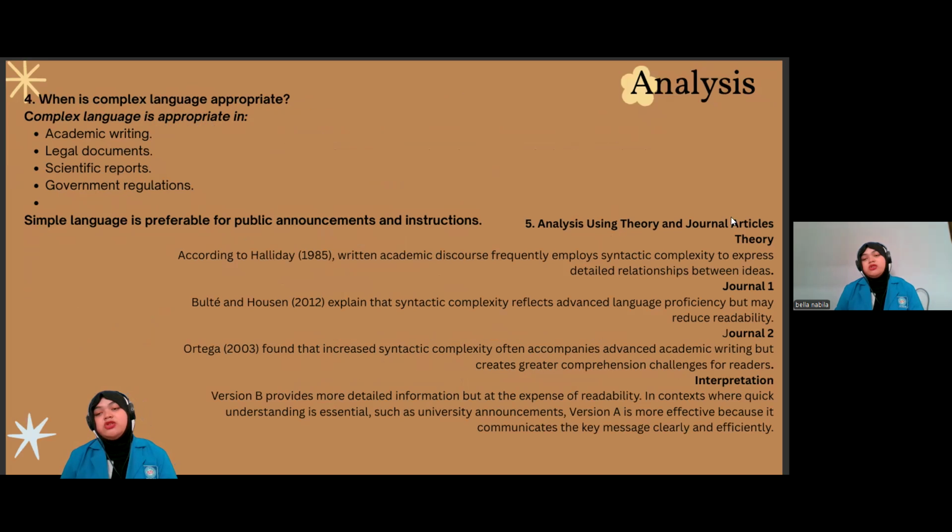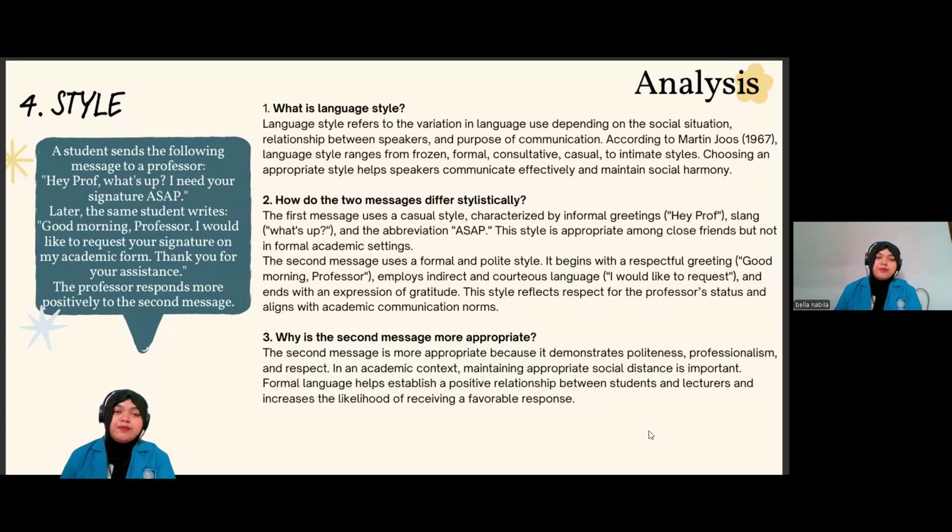Analysis using theory and journal article I use from Halliday, Biber and Hausen, and Ortega, and the interpretation: version B provides more detailed information but at the expense of readability in contexts where quick understanding is essential, such as university announcement. Version A is more effective because it communicates the key message clearly and effectively.